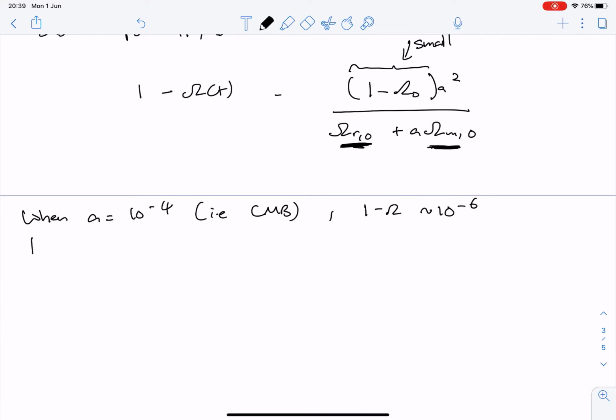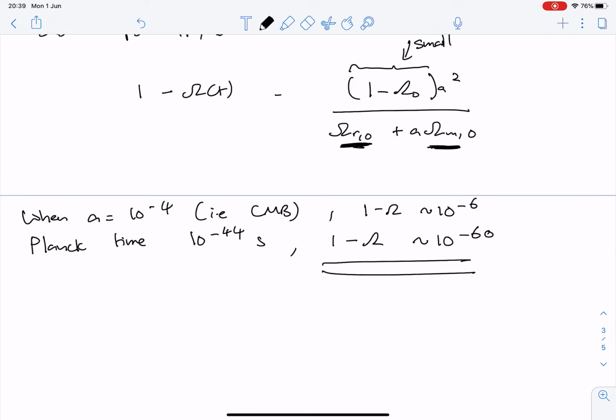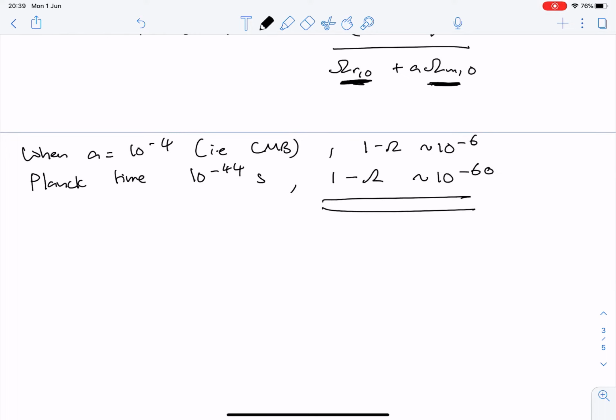If I go to the Planck time, that's perhaps the time you might expect all these things to get set, 10 to the minus 44 seconds, 1 minus omega is about 10 to the minus 60. So in other words, in order to get the universe to be looking fairly flat today, it had to start exceptionally flat. So the universe today looks like it's flat to 1 part in 1,000, but that means that early on in the universe, if we just run back with matter and radiation, it was flat to 1 part in 10 to the 60. That is extraordinary fine-tuning.